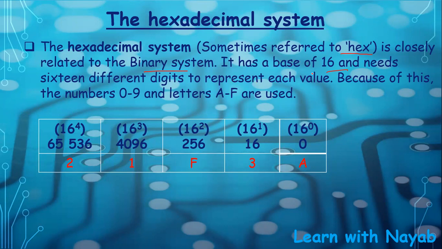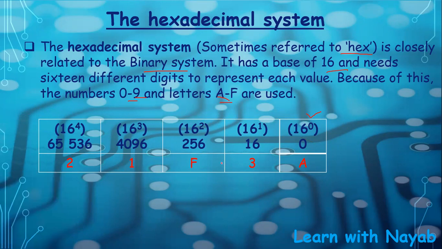That would be too long, so the numbers 0 to 9 and the letters A to F are used. We can't use 16 separate numerals to represent every single value, so we used the numbers 0 to 9 and the letters A to F to represent the hexadecimal values. 16 to the power 0 equals 1. 16 to the power 1 equals 16. 16 squared equals 256. 16 to the power 3 equals 4096, and 16 to the power 4 equals 65536.